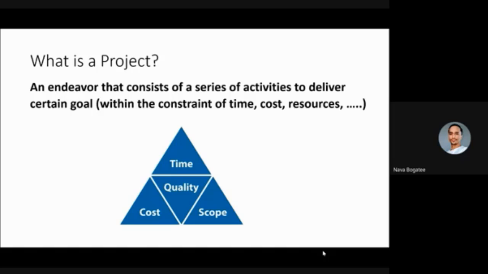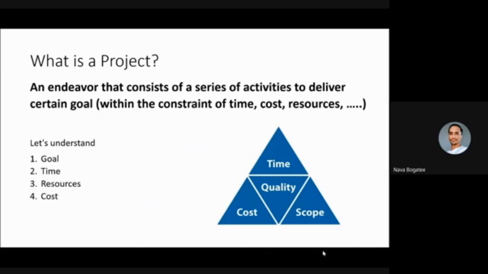Sometimes you may have multiple goals, but it is better to stick with only one goal. And the project has some constraints like time, cost, resources, scope, quality, you name it. A project is not a perfect product. A project is delivered with lots of constraints.